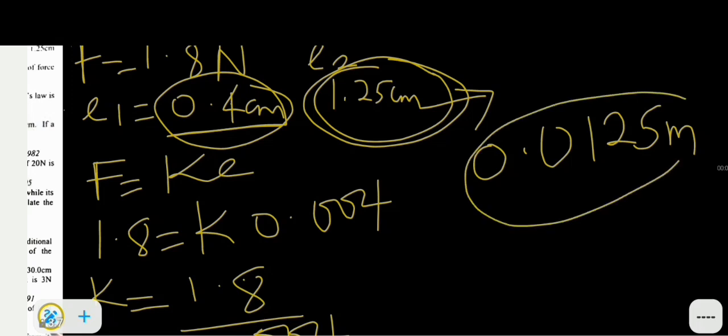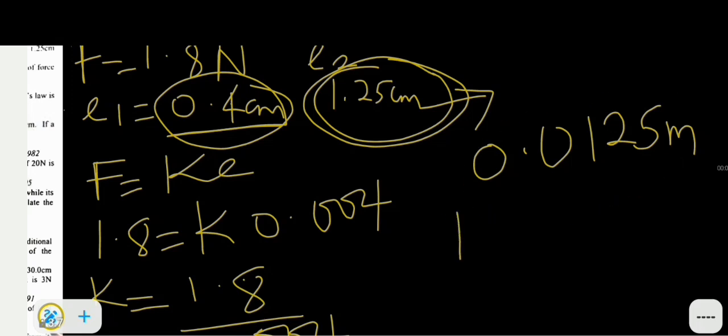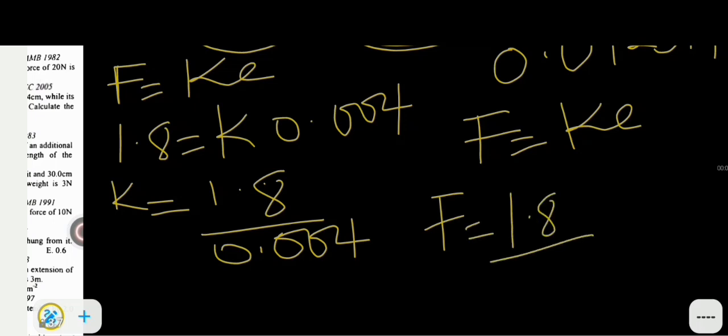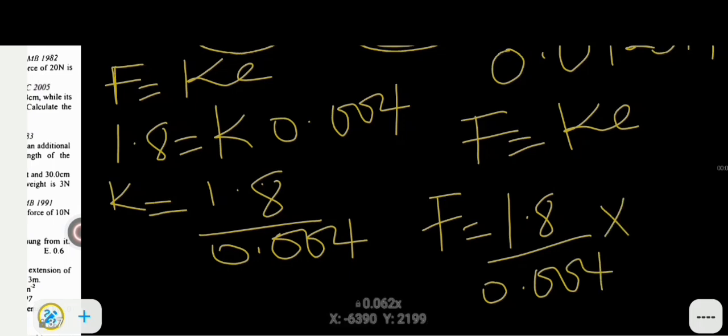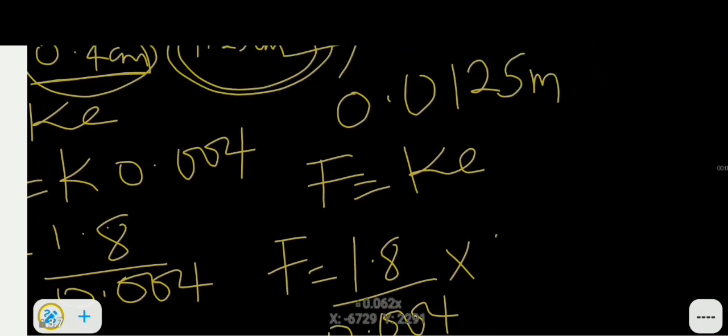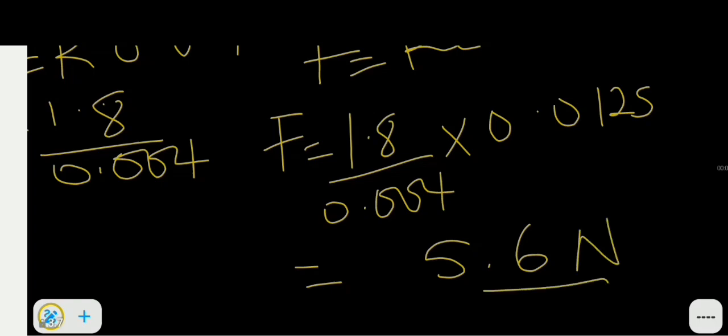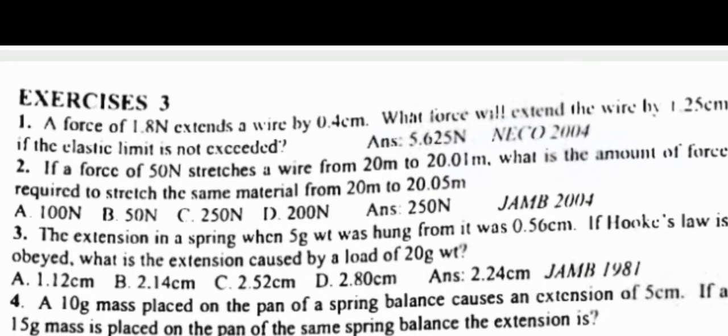So what will be the force? The formula still applies: F equals KE. Our K is already here, and we're looking for the force now. K is 1.8 divided by 0.004, and we multiply it by the new extension, which is 0.0125. If you calculate this, you're going to get 5.6 Newton. Well, that's the answer.